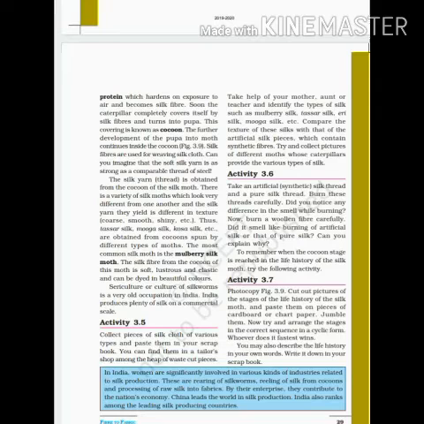pupa, which is encased in a cocoon, develops fully to form an adult silk moth. After the complete development, the cocoon splits up and a beautiful silk moth comes out of it. This completes the life history of a silk moth.